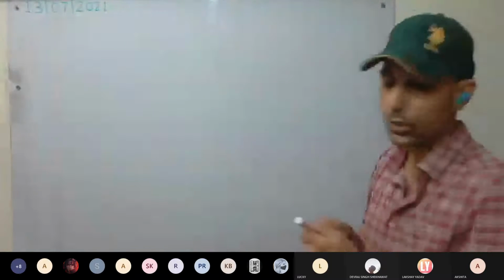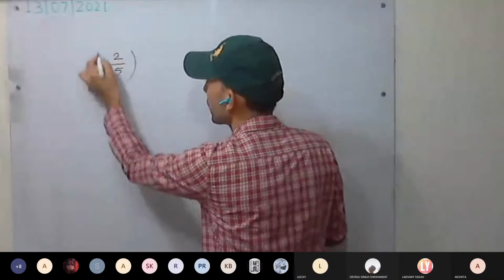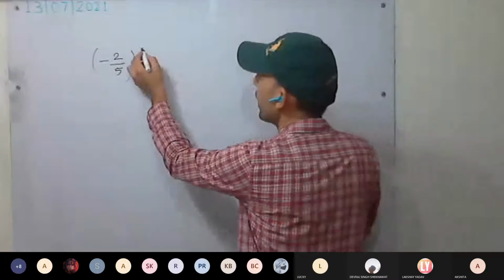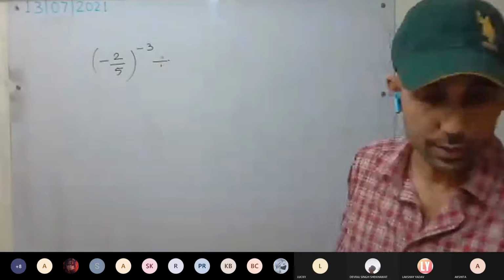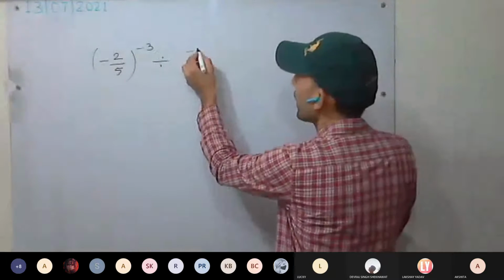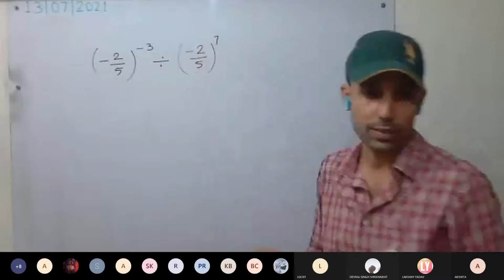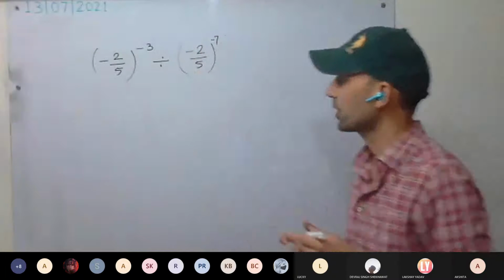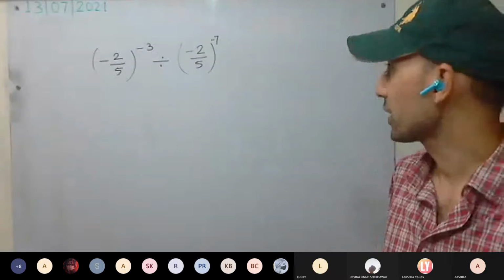Okay, now do this question: (minus 2/5) raised to power minus 3 divided by (minus 2/5) raised to power minus 7. Solve this one. How are you going to solve this one?